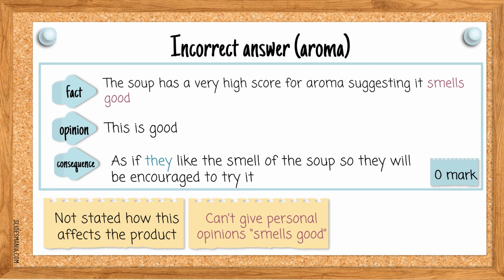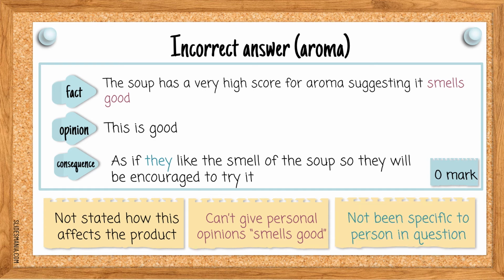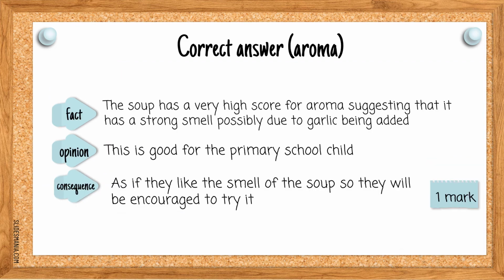In our opinion, we've stated this is good, which is fine, but nowhere in our answer have we mentioned the primary school children. If we read through the consequence, as if they like the smell of the soup, so they will be encouraged to try it. The person's not specified who they are, and we've not been specific to the person in the question. If they had replaced the word they with primary school children, then they would have been specific to the person in the question.